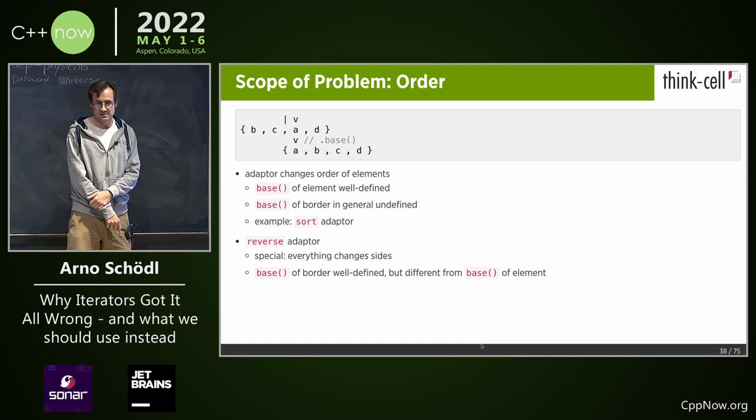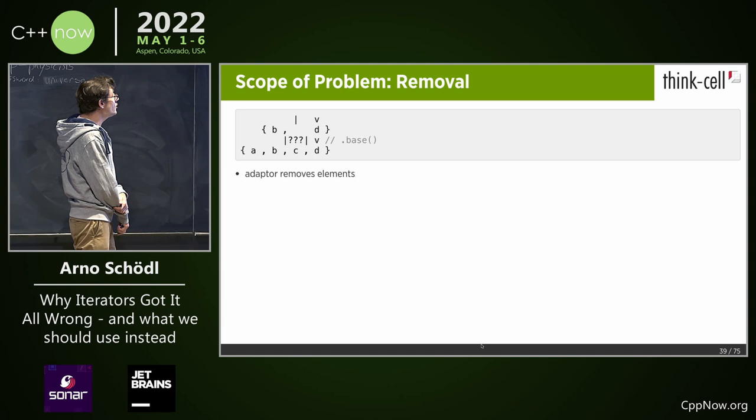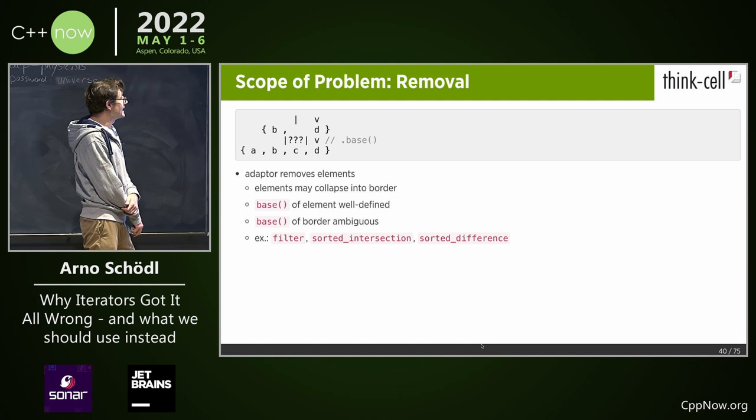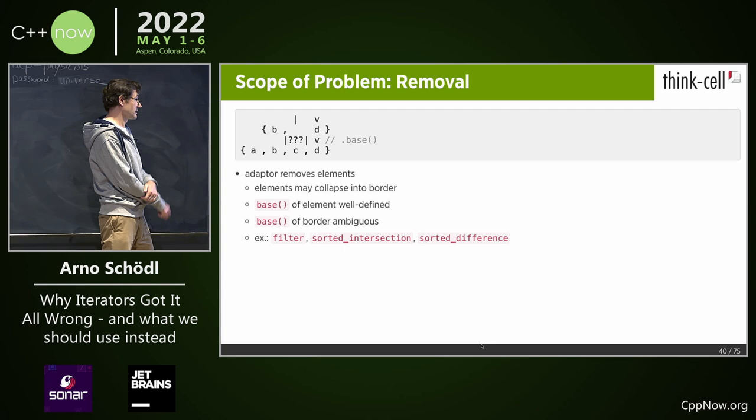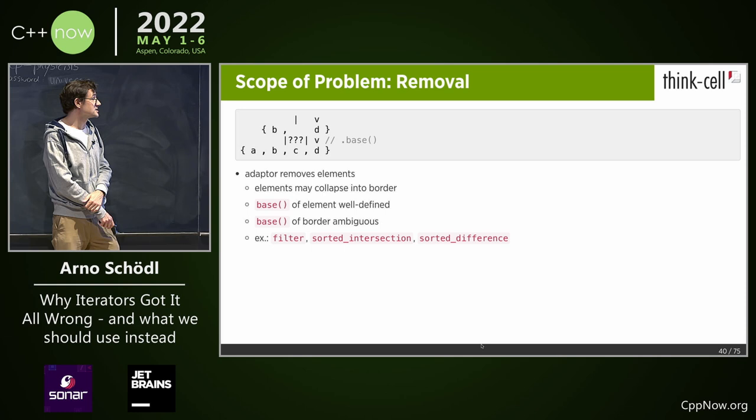Okay. Now, let's see, when we are removing elements by an adapter, and that's the filter case, then the elements may collapse into the border, essentially. And then the base of the elements is well defined, but the base of the border is ambiguous. And this would be the case for, as we've seen, the filter, but also like sorted intersection if you do it on one of the ranges, sorted difference, and so forth.